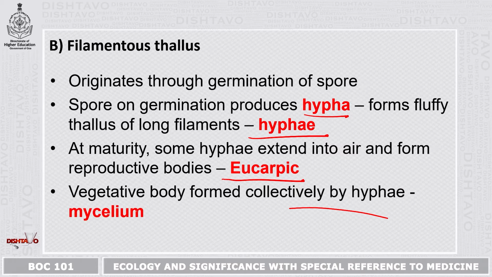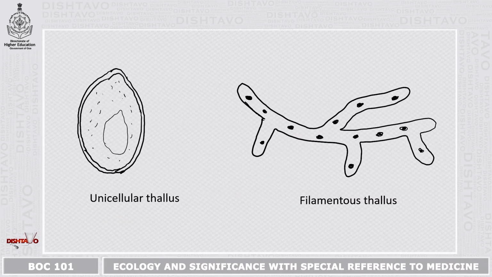The vegetative body formed collectively by hyphae is called mycelium. It is the mass of hyphae. Here I have shown you in the diagram. So this is the unicellular thallus like that of yeast, and this is the filamentous thallus. So these are the filaments.